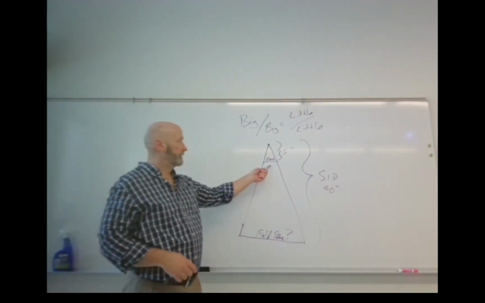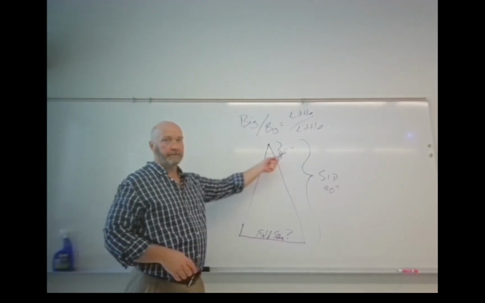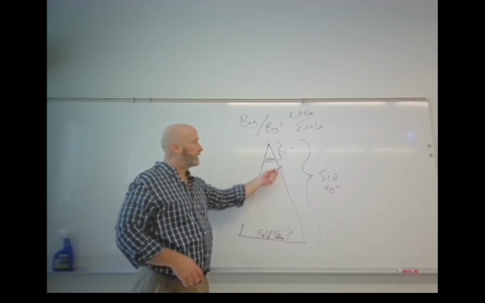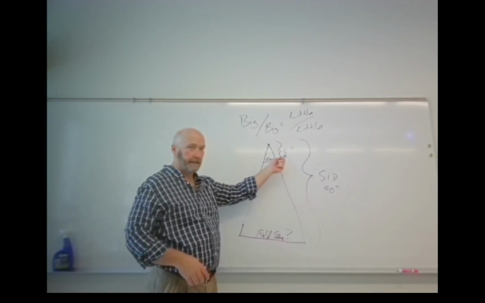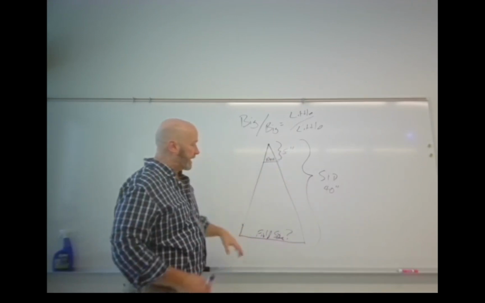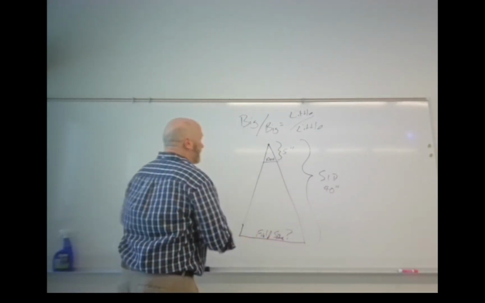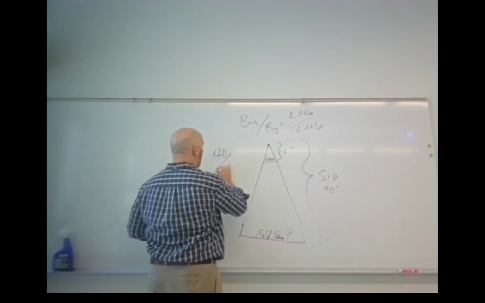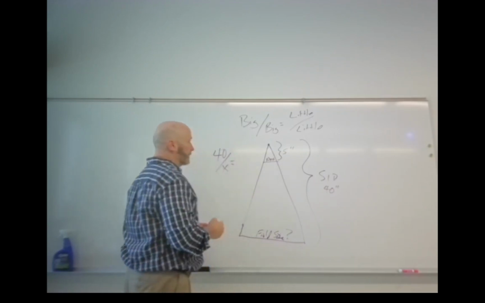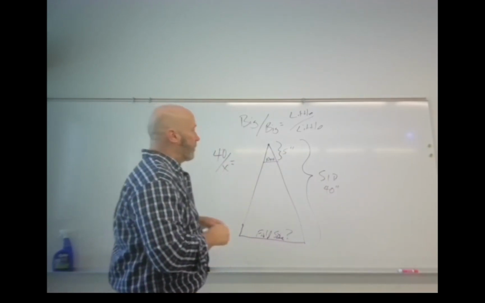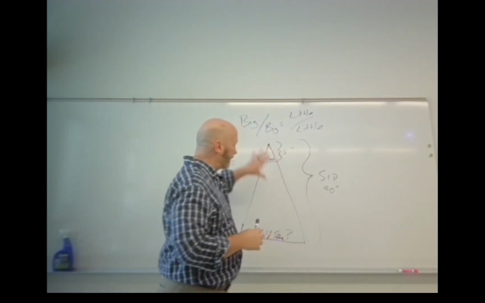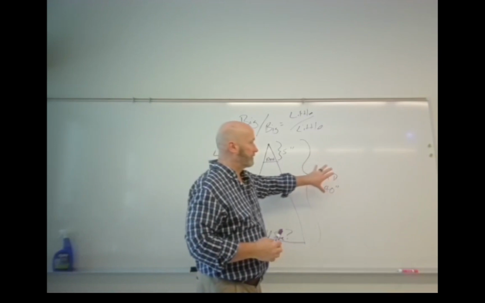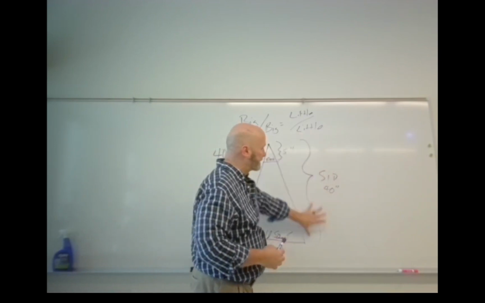Is that big? No. Is that big? Yes, compared to that. Is that big? Yes. So we've established we've got our bigs. So we're going to say 40 over x is equal to, now we've got our littles. Now which one of the littles corresponds to and is most similar to this distance here?